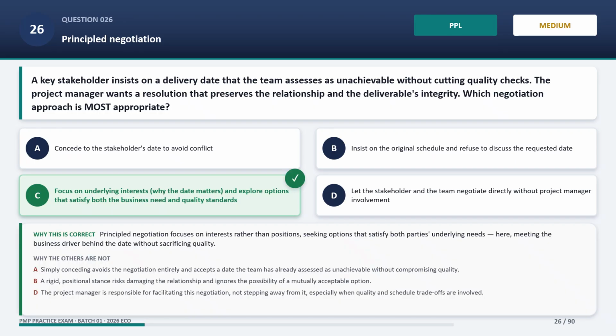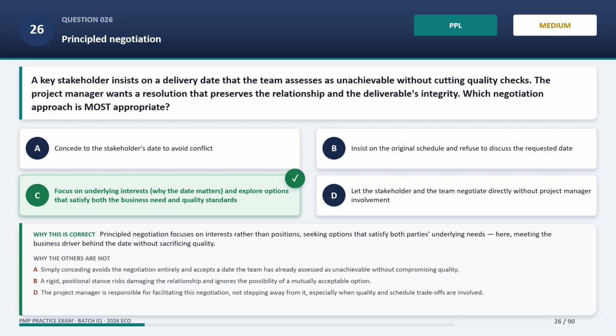The correct answer is C. Focus on underlying interests, why the date matters, and explore options that satisfy both the business need and quality standards. Principled negotiation focuses on interests rather than positions, seeking options that satisfy both parties' underlying needs. Here, meeting the business driver behind the date without sacrificing quality.